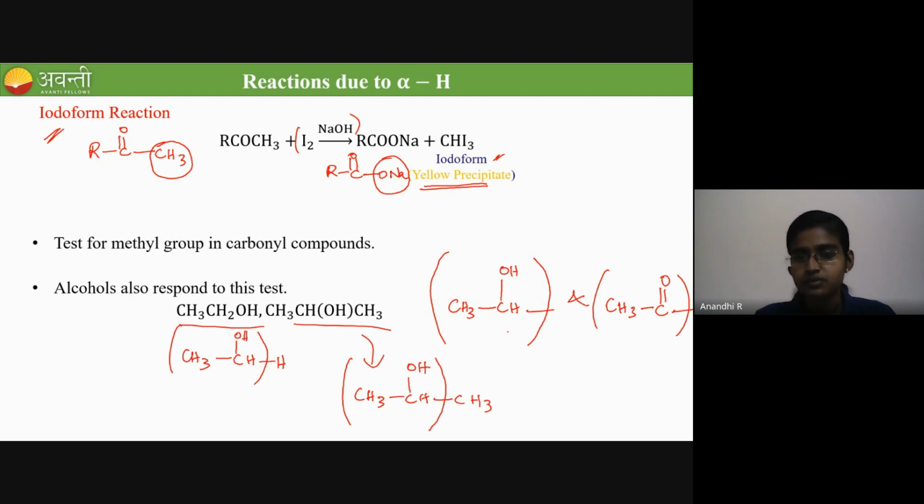Got it? Is the reaction clear to all of you? So the system which contains these two groups will give positive test for iodoform reaction. Got it? And the color of the precipitate is yellow. So these two pieces of information are very important. Okay.